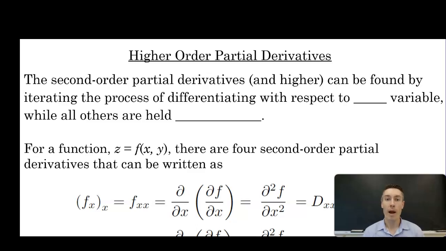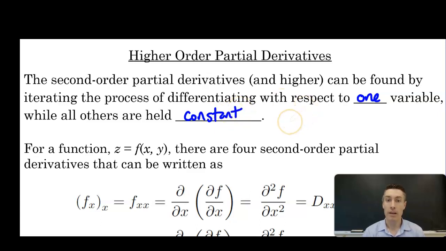This video is all about higher order partial derivatives, essentially taking partial derivatives of partial derivatives. In doing so, we are going to see some new notation as well as an important theorem. Starting off, the second order partial derivatives and higher can be found by iterating the process of differentiating with respect to one variable, while all others are held constant.